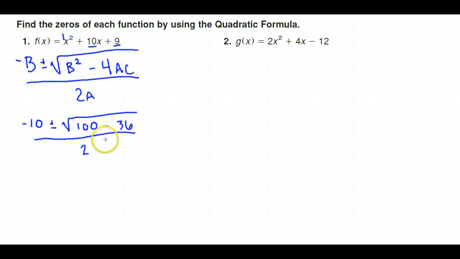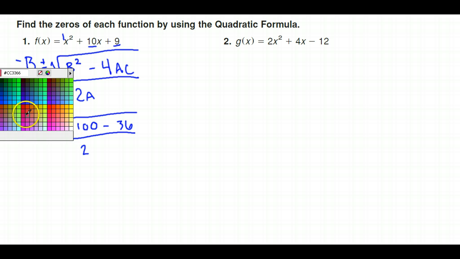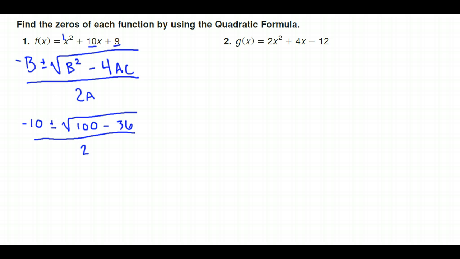Okay, now we're going to simplify what is in the square root. This is kind of the key part right here. This is where everyone makes the mistake. Inside this radical, you have to be careful if it's minus a positive or minus a negative. Up before, we had 4 times 1 times 9. Those are all positive numbers, so it's minus a positive 36. So in this case, we have 100 minus 36, which is 64.